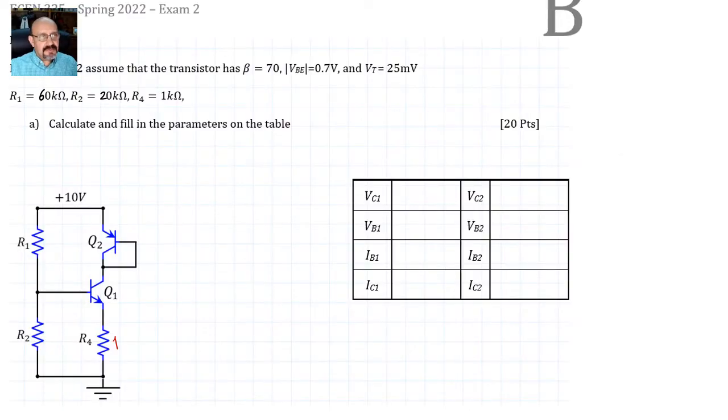Okay, we have the second problem. Well, not second, but it was the second problem on the spring of 2002, basically a couple of semesters ago. We have the parameters of the transistor and resistors: 60, 20, and R4 equal to 1 kilo ohm. We are asked to find the collector voltages, the base voltages, the currents on the bases, and the currents on the collector. That's our mission. How do we start?